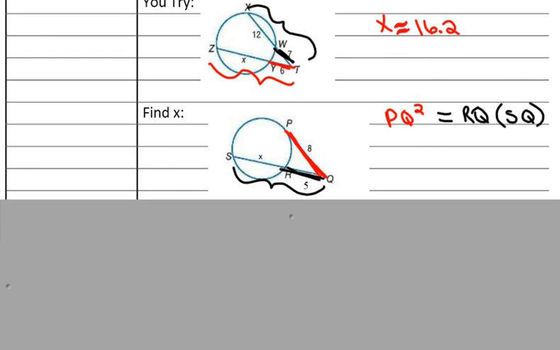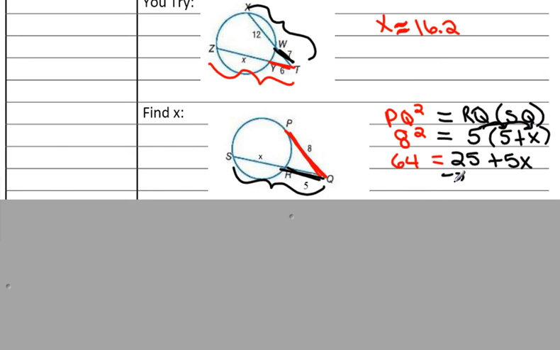So PQ squared would be 8 squared, and we'll set that equal to RQ, which is 5, times SQ, which is 5 plus x, or x plus 5. 8 squared is like saying 8 times 8, that's 64. And that equals, after we distribute, 5 times 5, which is 25, plus 5 times x, which is 5x.